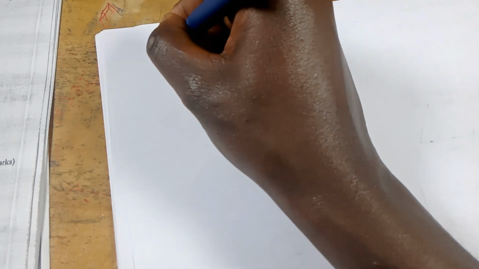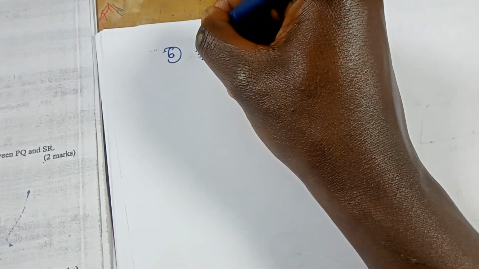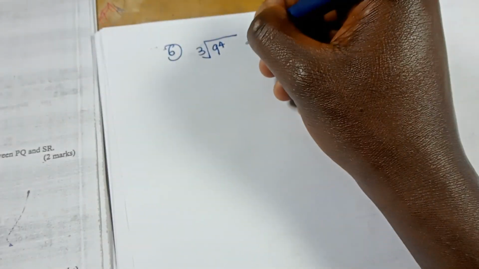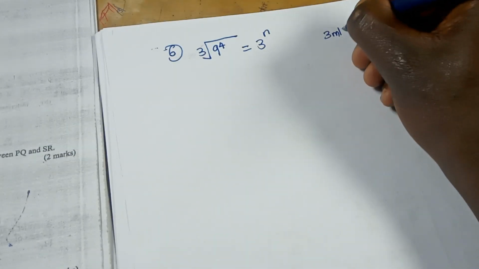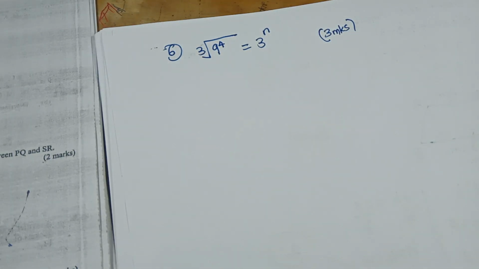So that is number 6. Number 6 reads cube root of 9 to power 4 is equal to 3 to power n. Find the value of n. That question earns you 3 marks.